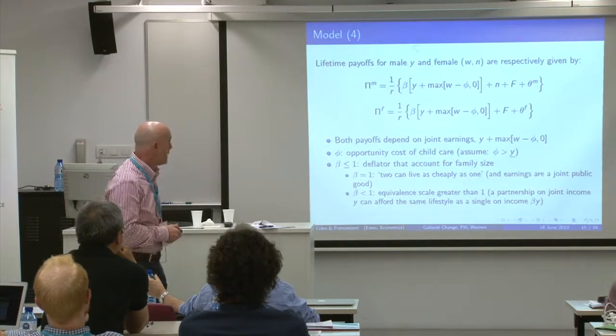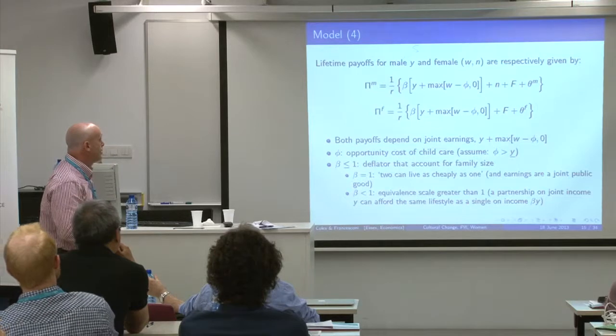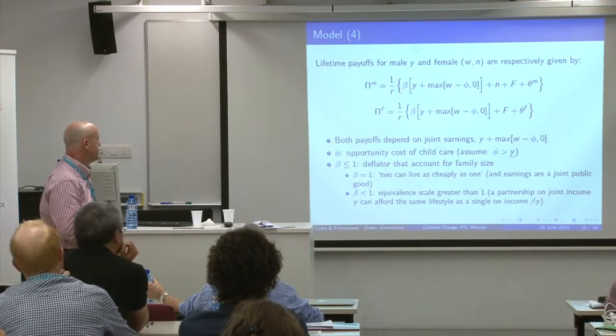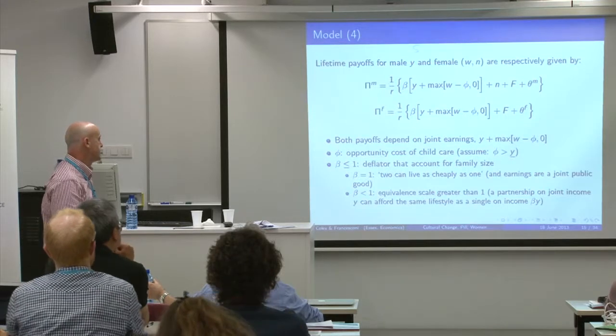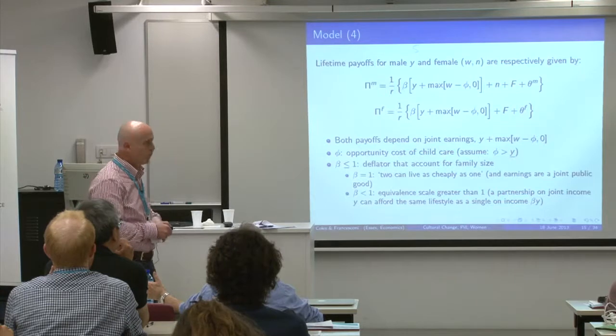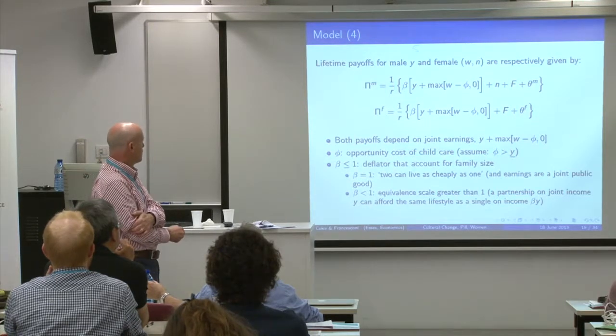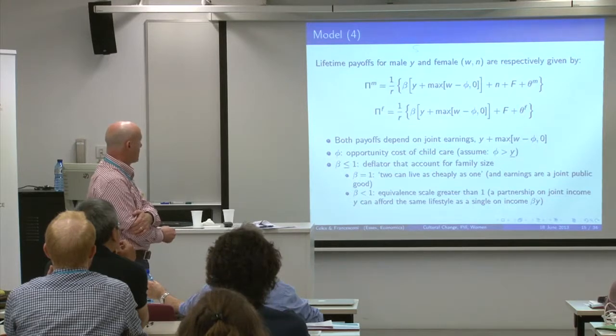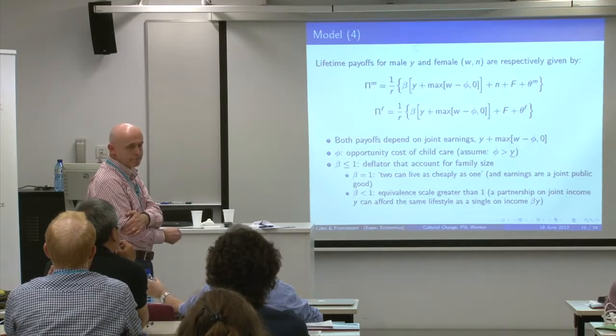Now, the only other different thing from probably what you have seen in other environments is this beta parameter, which is sort of a deflator. Well, this is kind of added, right? N and Y are perfectly separate from the spectrum. So I can put them together. So effectively, it's one dimensional. Yes.